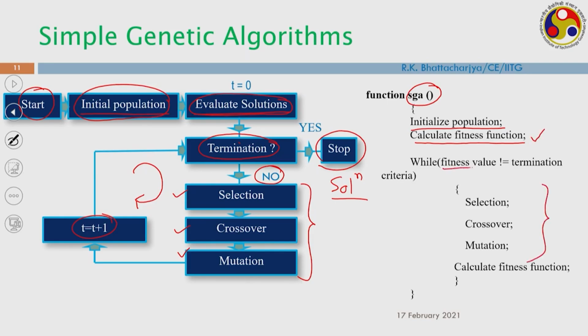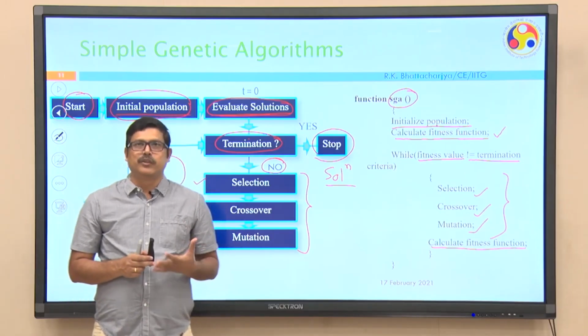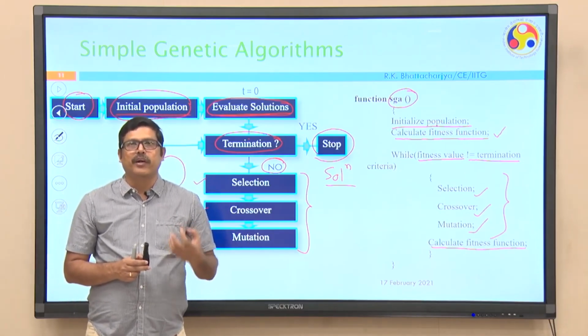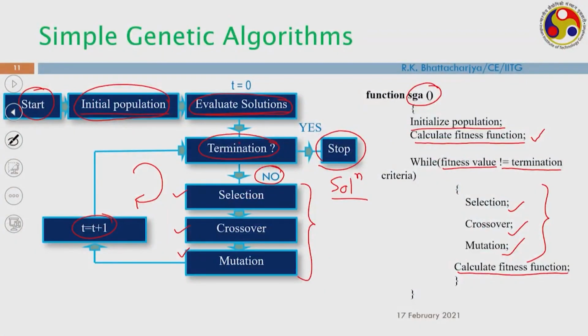While the fitness value is not meeting the termination criteria, the solution will go through the selection operator, crossover operator, and mutation, and you will calculate the fitness function again, and then this loop will continue. So this is the pseudocode. The algorithm is not very difficult. This is a very simple algorithm. The concept is very simple, but it is one of the powerful algorithms for solving your nonlinear, non-convex problems. Basically you are going through selection, crossover and mutation operators.